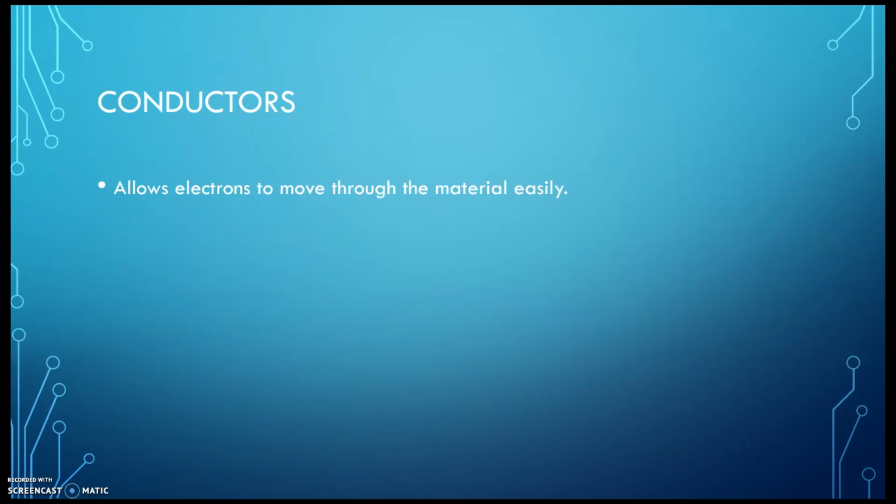Then we have something called conductors. Conductors are any material that allows electrons to move through them very easily. The best conductors are metals, such as gold, copper, and aluminum.